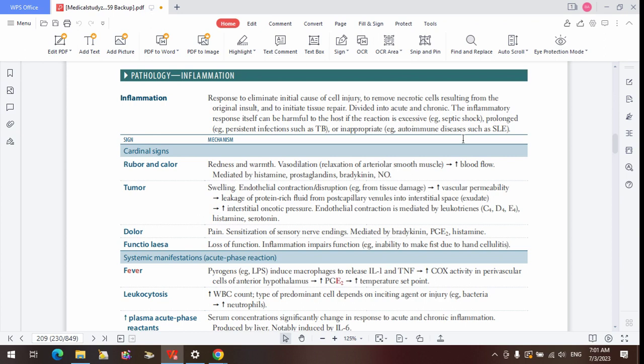In some situations, inflammatory response may be inappropriate. They are directed towards stimuli that are not supposed to be. When we're having an inflammatory response to our self-antigen, that is an inappropriate inflammatory response. So that typically occurs in autoimmune disease.